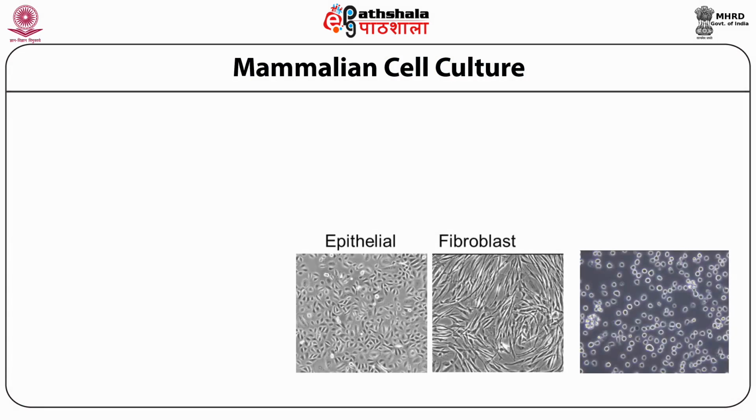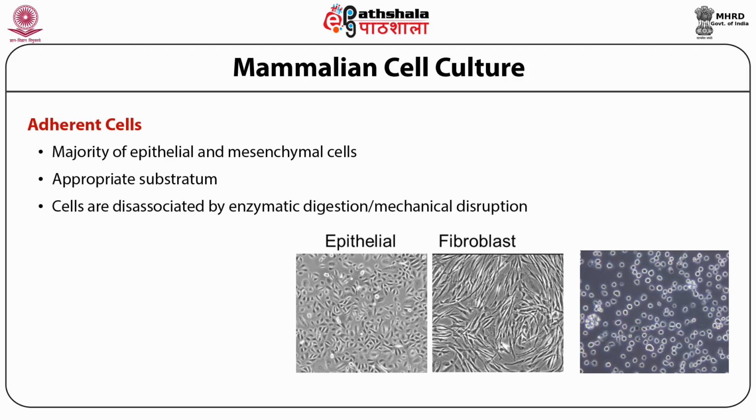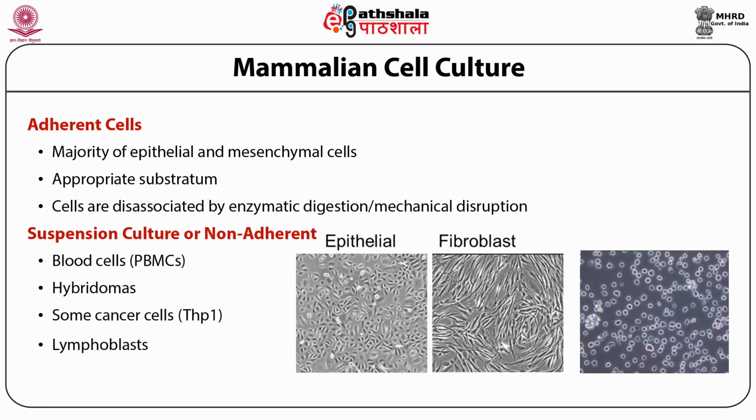The mammalian cell culture can be done in two ways. Most epithelial and fibroblast cells require a substratum and hence these are cultures of adherent cells. Other cells, like blood cells, hybridoma cells, and lymphoblasts, can grow even without a substratum, and hence they can be grown as a suspension culture.